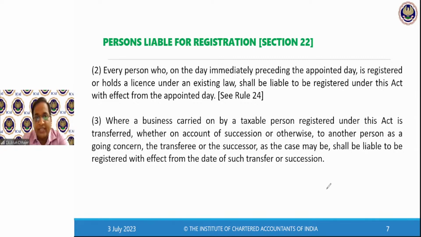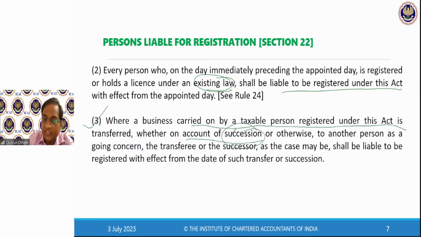Section 22 says that if you are registered in the pre-GST regime, let's say service tax, excise duty, customs, VAT, CST, or any other law prior to the GST, then you have to take registration in the GST. Next point, if the business is being transferred on account of succession or otherwise. Otherwise means in case of the death of the proprietor.